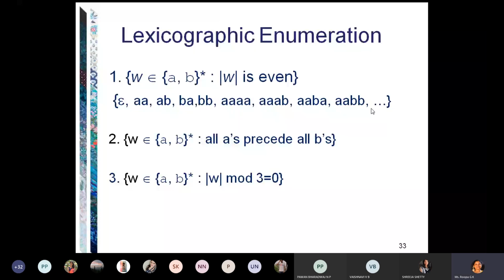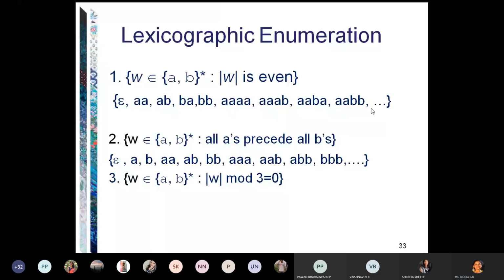Next problem, the second problem, you will solve by yourself. W belongs to {A, B}, all A's precede all B's. Remember, if there are A's and B's, then only this condition holds good. We can have epsilon. We can have a string of length 1, string length 2, string length 3, like that. Just analyze the answer: epsilon, null string, just A, just B. Then string length 2, AA I can have, AB, because A is preceded by this B. Whether I can have BA? No, because according to this question, all A's precede all B's.